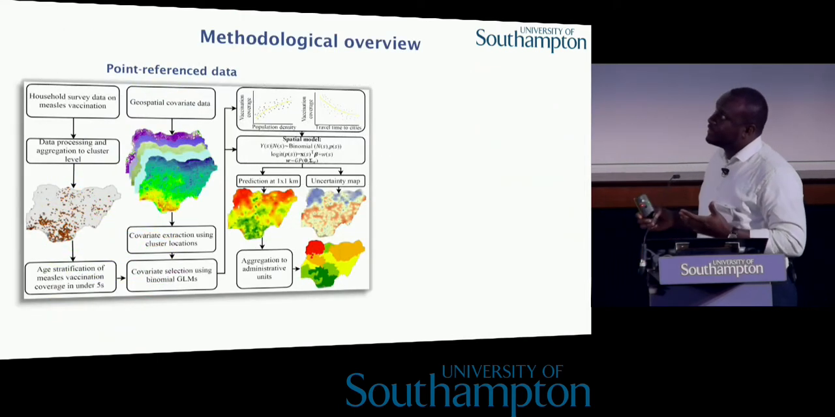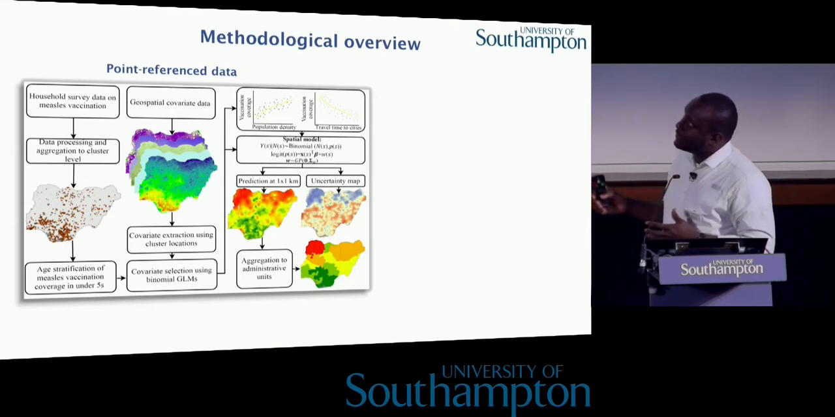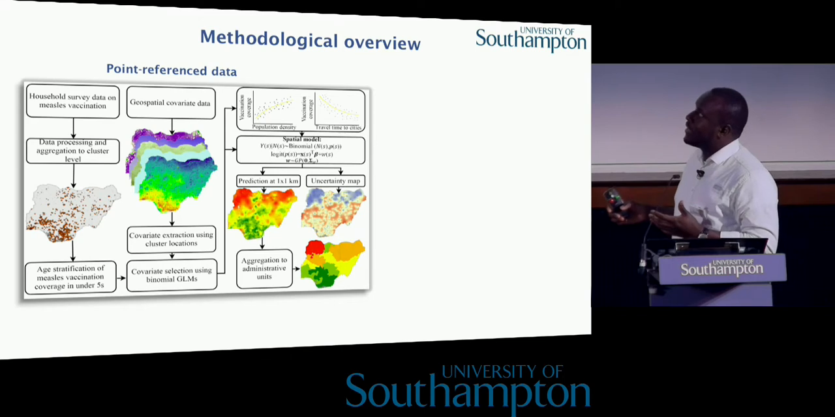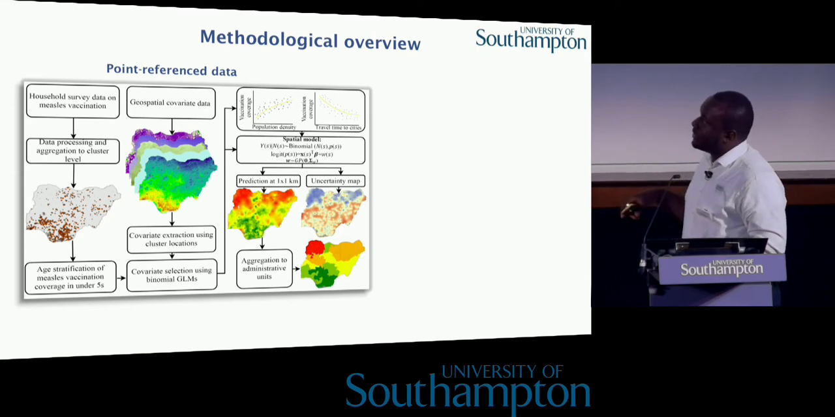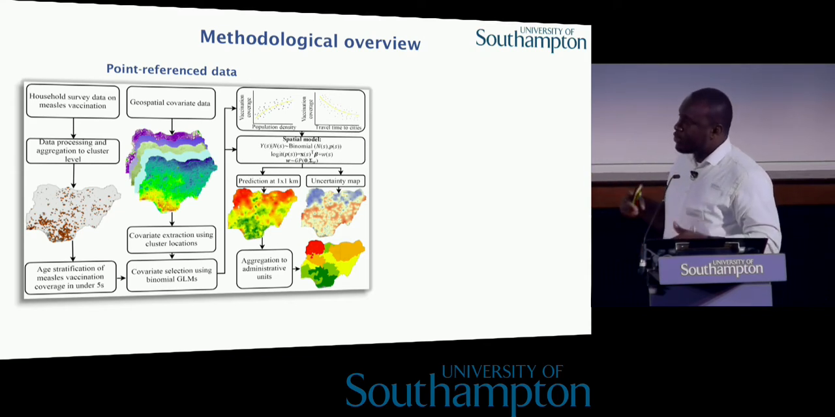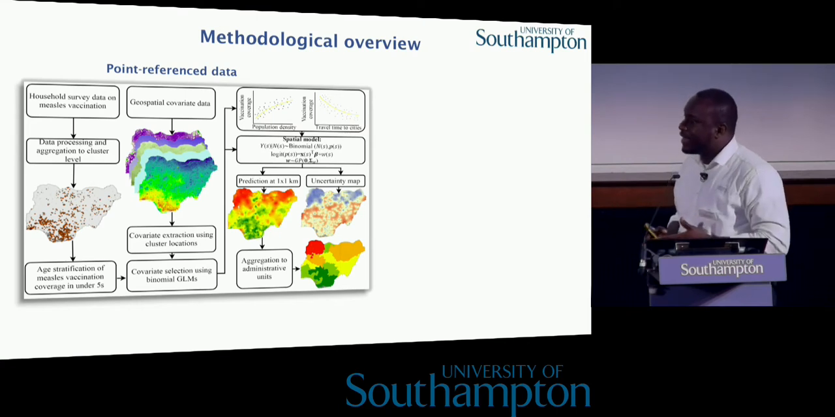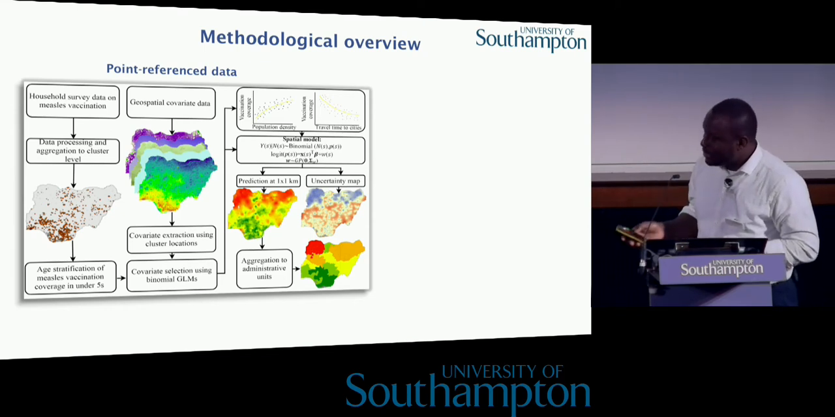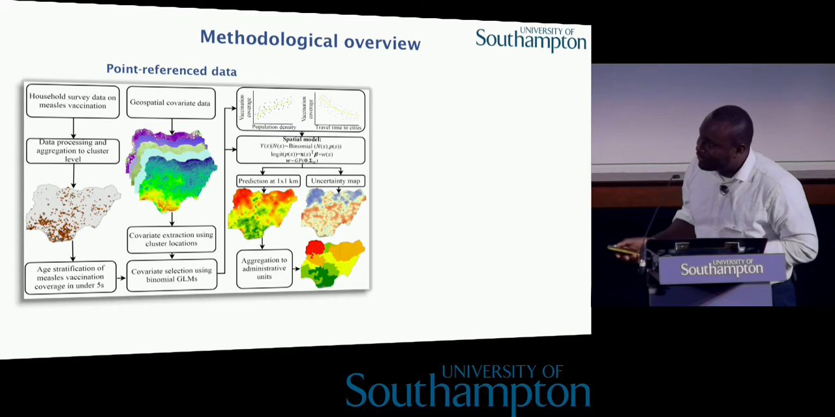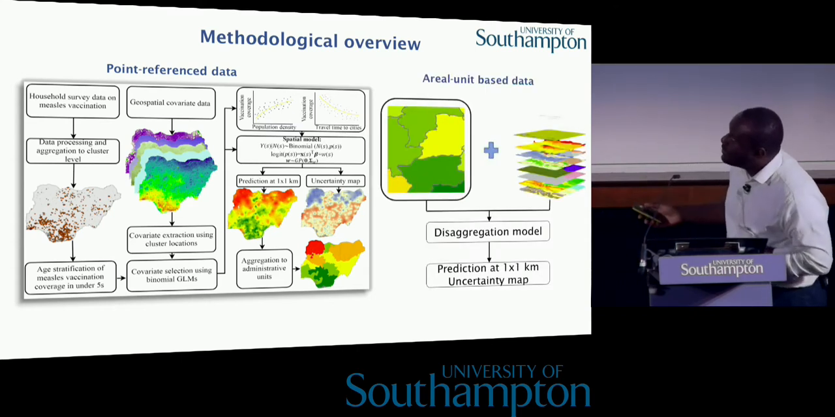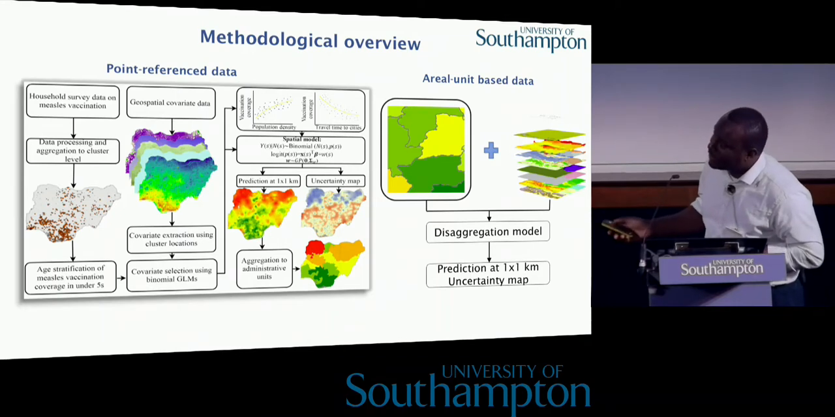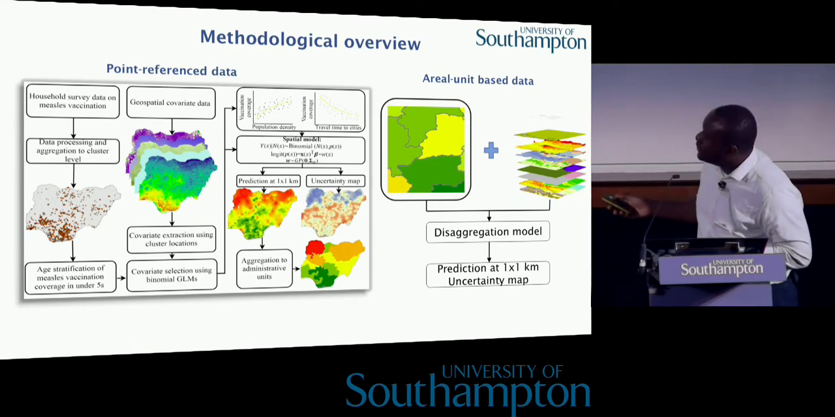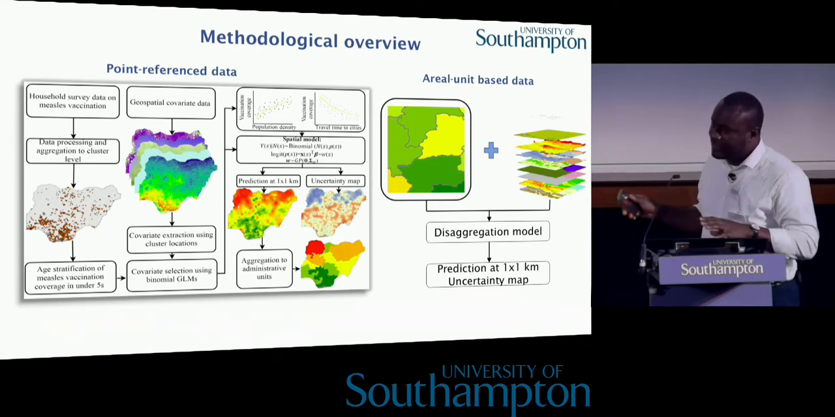So with point reference data, we integrate this covariate data with the household data that I talked about on vaccination coverage. And we process the covariate data for each of the survey locations. We perform covariate selection to identify the covariates that are important for our work. And then we go ahead to produce predictions of vaccination coverage at a high resolution. And we do a similar thing with area unit-based data as well. But we have a different kind of model that we use to produce predictions at the grid level because these two data sets are different.